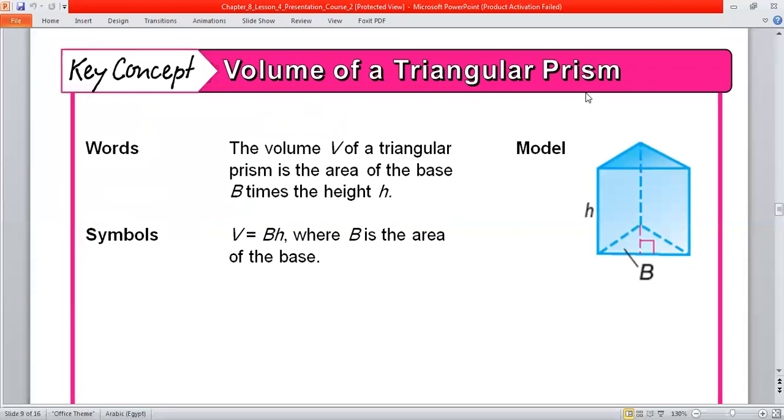The volume of a triangular prism. Here we have the volume of a triangular prism, because the base here is a triangle. So if the base is a triangle, Muhammad, for example, how can I find the area of the triangle? Do you know? The area of the triangle. Length times width times height divided by 2.